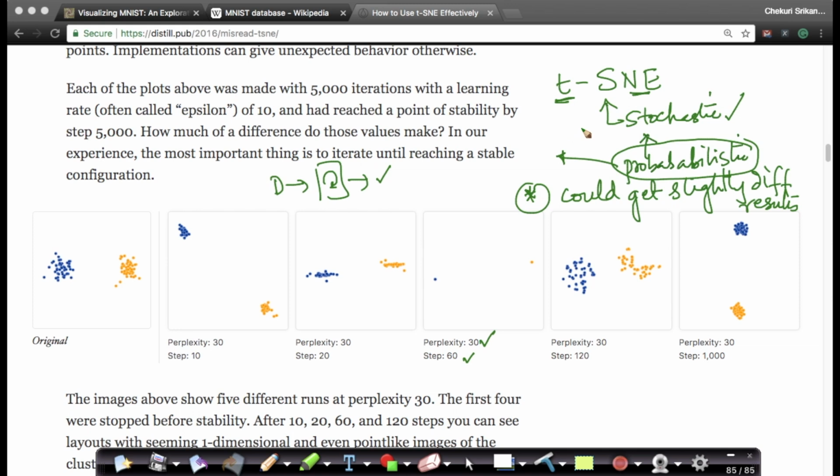So the internals of t-SNE are actually a probabilistic algorithm. That's why t-SNE doesn't do just neighborhood embedding. It does a probabilistic or stochastic neighborhood embedding. So that's the other lesson.